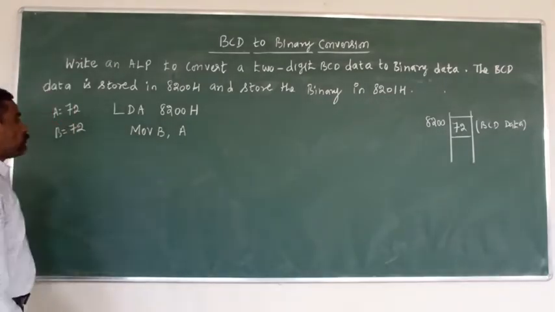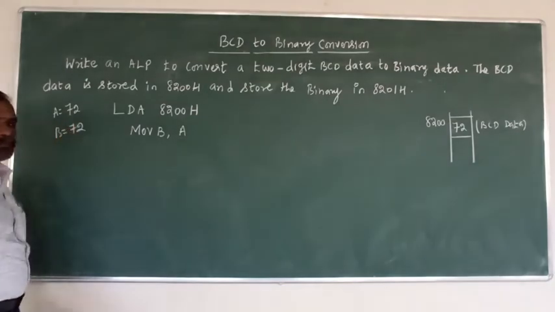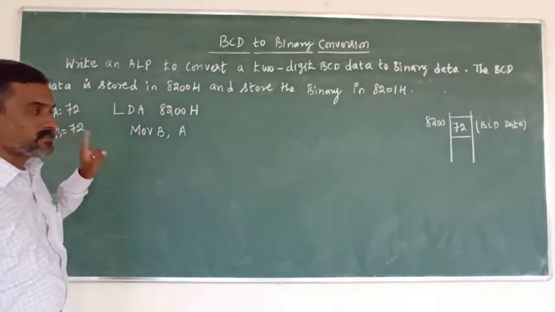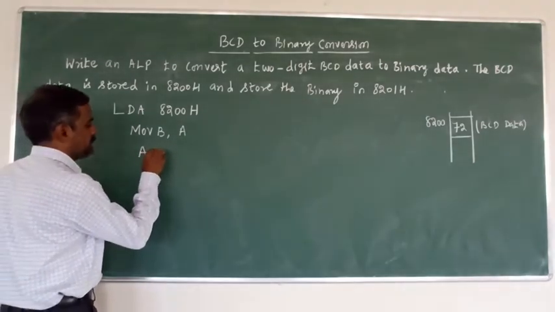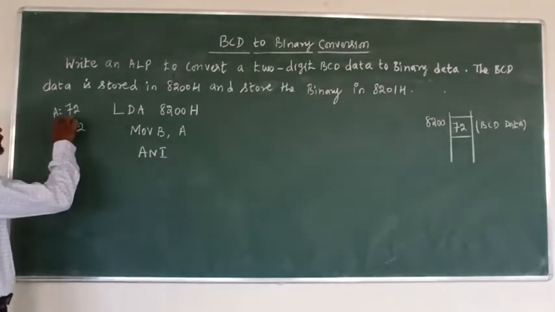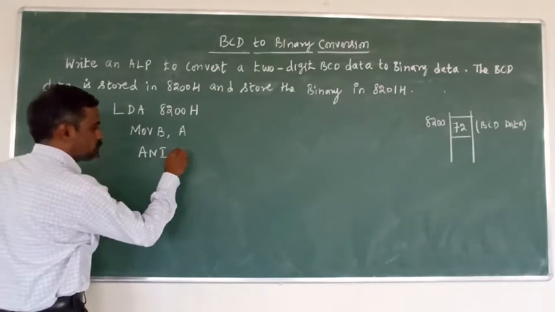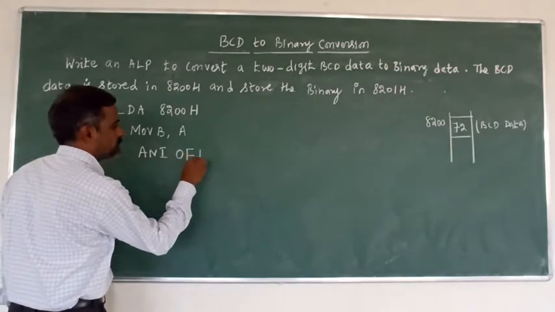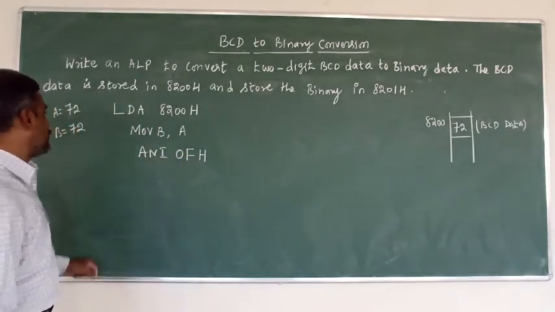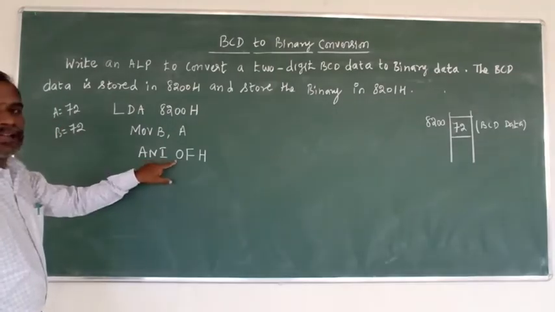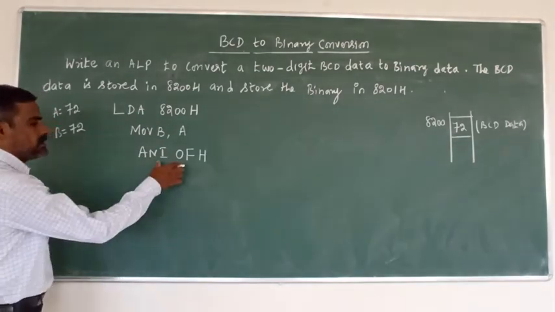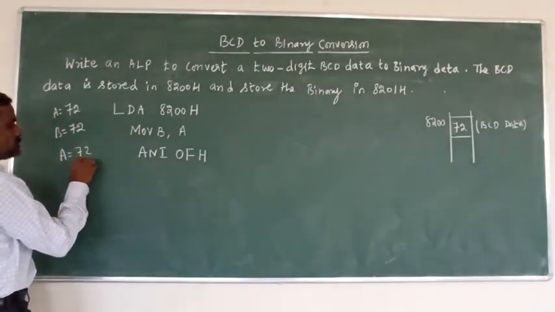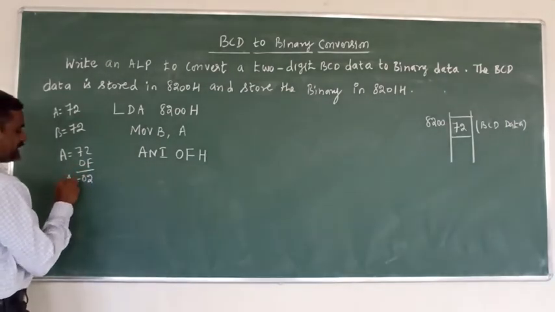Okay. Now we make the most significant 4 bits 0 and keep the least significant 4 bits as they are. For that we can use the logical AND, ANI. MSB 4 bits 0 means use 0, and LSB 4 bits as they are means use F, so 0FH. Now logically AND accumulator 72 with the immediate data 0F. After this operation the accumulator result is 02, since 72 AND 0F gives 0, 2 in the A register.